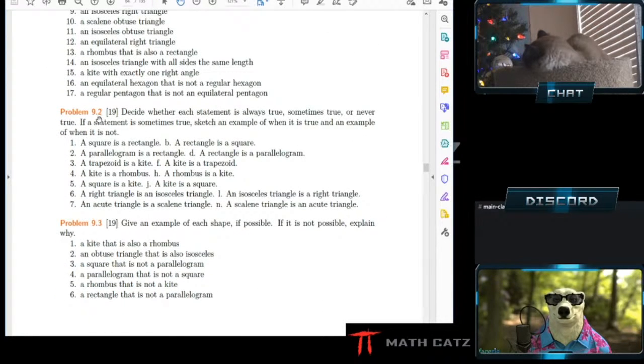Don't be confused with the numbering of 9.2. These are separate questions. 1 and B are separate. They're just a mix of typos.